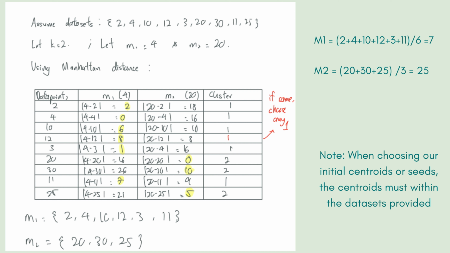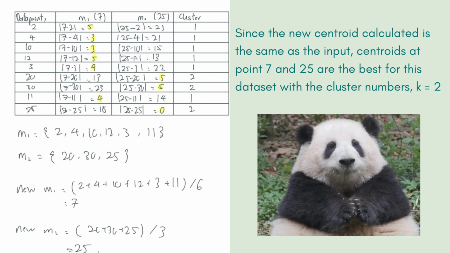After identifying the clusters for all the data points, we will calculate the means of the data points in the cluster. The mean values calculated, which are 7 and 25, will be used as the new centroid values for the next iteration. In the second iteration, 7 and 25 are used as the centroid values. Then, repeat the steps and compute the new centroid values. Since the new centroids calculated are the same as the inputs, centroids at points 7 and 25 are the best for this dataset with the cluster number k equal to 2.